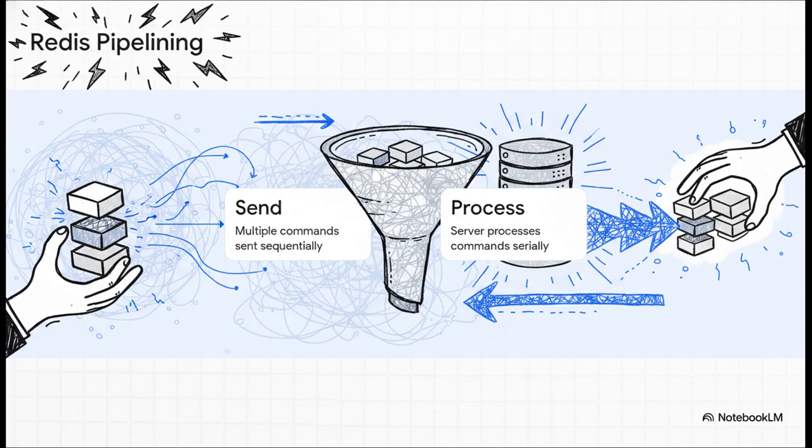Now, what about the network side of things? Every command sent over a network suffers from round-trip time. Send 100 commands one by one, you're waiting for 100 round trips. No thanks. Enter Redis pipelining.